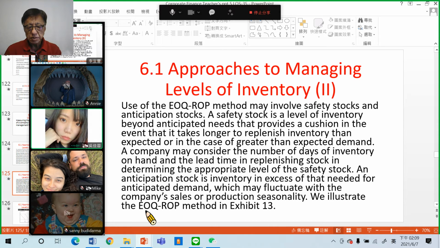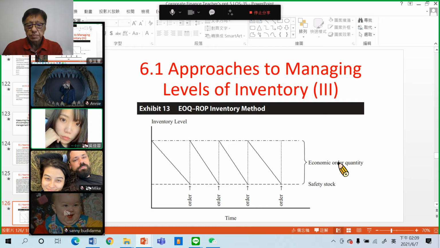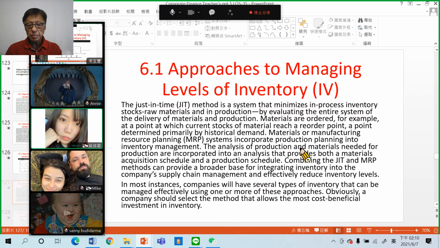We illustrate the EOQ ROP method in Exhibit 13. The next page is Exhibit 13. You can see in the picture that when inventory reaches a certain number, they will order the product again, so it goes back up to the upper line, and then they order. So it is a life cycle. Next page is 97.